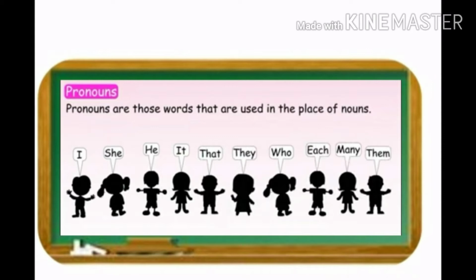For example, I, she, he, it, that, they, who, each, many, them. So these are all examples of pronouns. It means that the words I, she, he, it, that, they, who, each, many, them are words that can replace the noun, that is, the name of a person, place, animal or thing. Instead of their name, we can write I, he, she, etc.